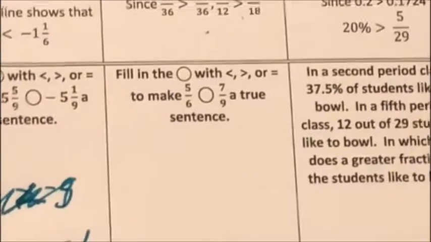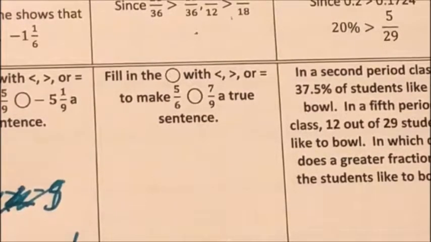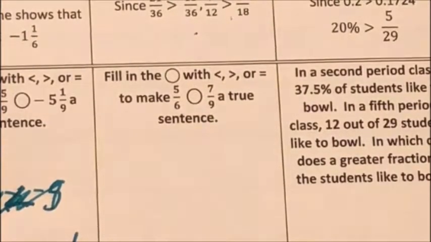Problem number 2 says fill in the circle with less than, greater than, or equal to make 5/6 and 7/9 a true sentence. Okay. So I need to come up with a common denominator. A common denominator is 18.